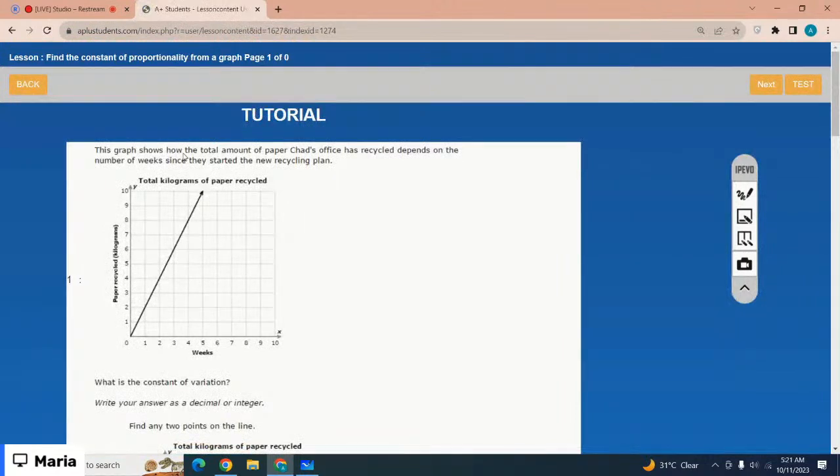Okay, so now we are given the graph. We have to calculate the constant of proportionality from the graph. Let's see how we calculate it. This graph shows the total amount of paper Shed's office has recycled depending on the number of weeks since they started the new recycling plan. What is the constant of proportionality?